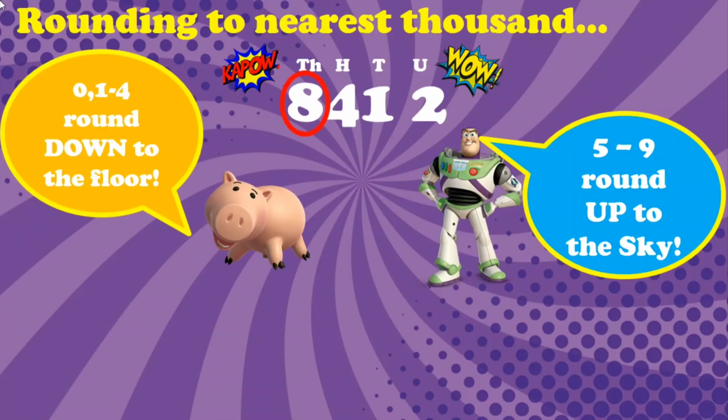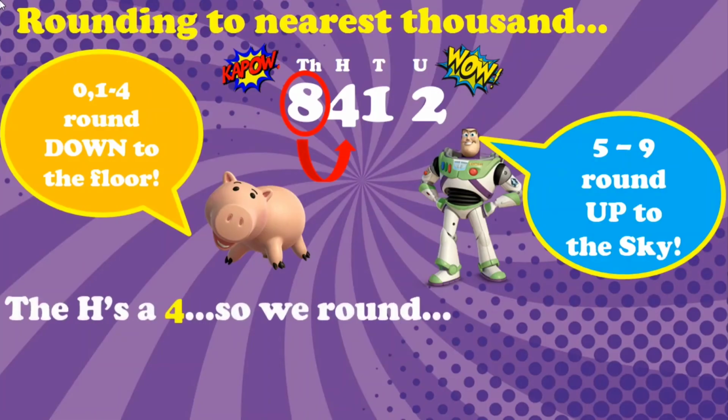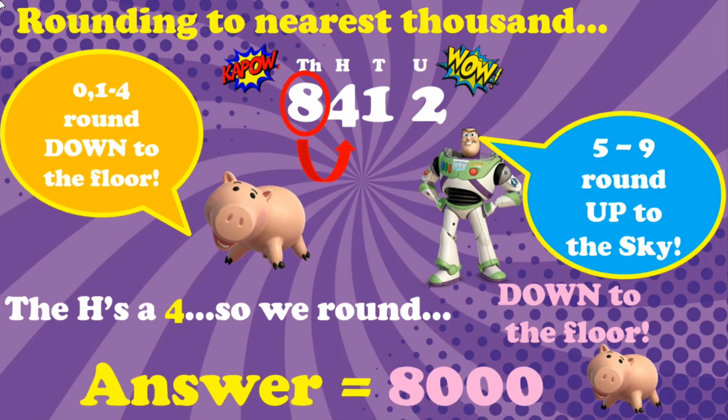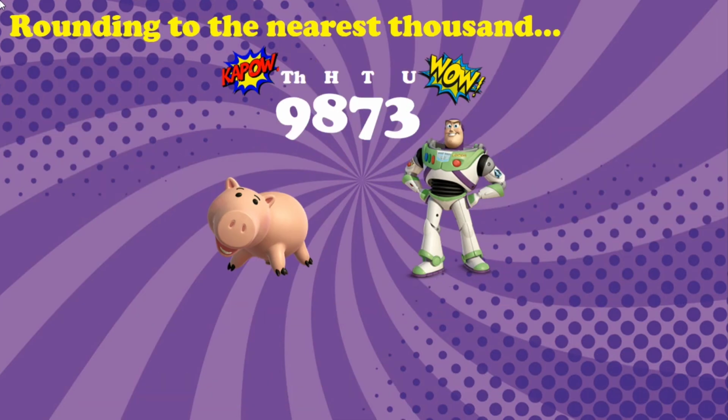You should have said, well, we circle the thousand because that is what we're rounding. So we look at the number before. So now we look at the hundreds, which is a 4. So the hundreds has a 4. So do we round down to the floor or up to the sky? You should have said round down to the floor. Excellent. So if we round that down, it should be 8,000. Let's have a look at this one.